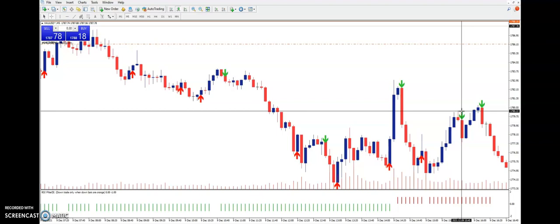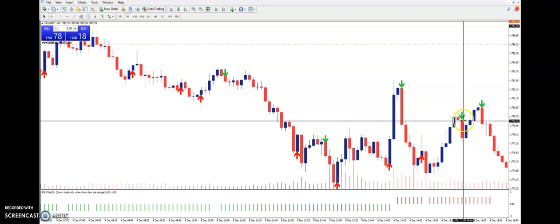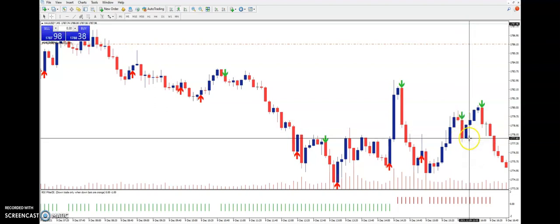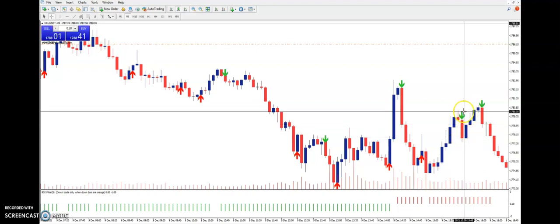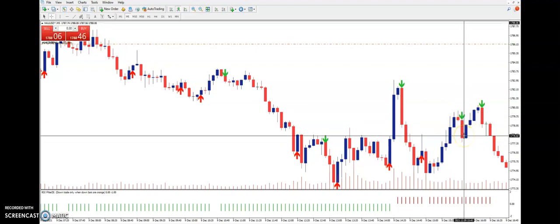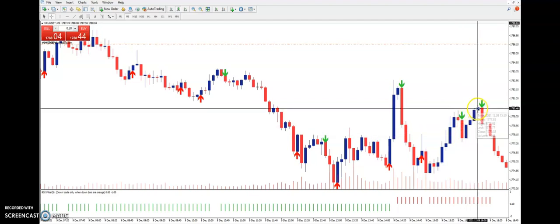If you entered a sell here, you would have lost. Why? Because what is the rule? The candle must close below. Is this candle closing below? No. So would we have entered this trade? No. Right, candle goes up, candles go up.